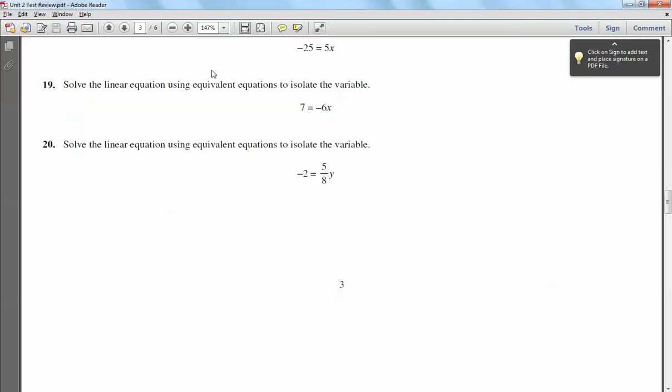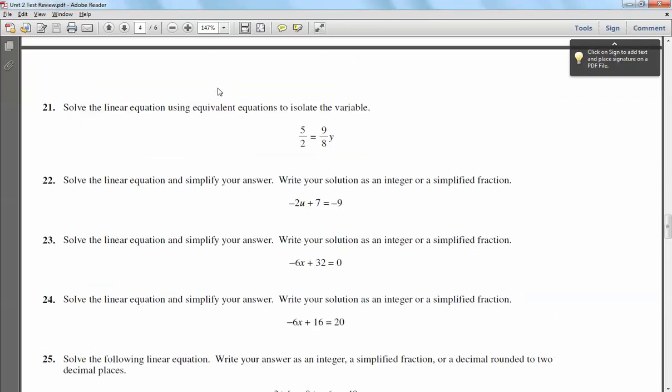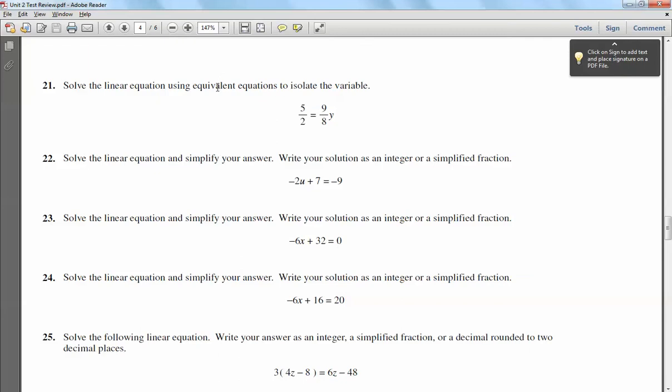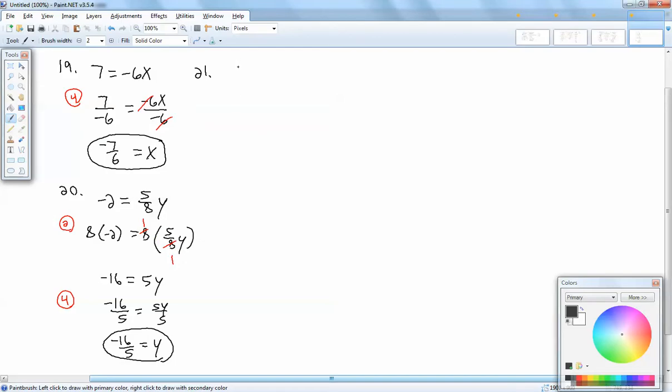Okay, number 21. 5/2 equals 9/8 y. Step 1, get rid of parentheses. Don't have any. Step 2, get rid of fractions. Multiply everything by the LCM of all your denominators. And you may see that the LCM is 8, but let me show it.